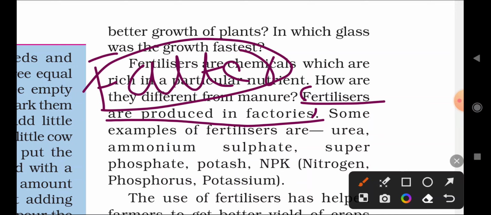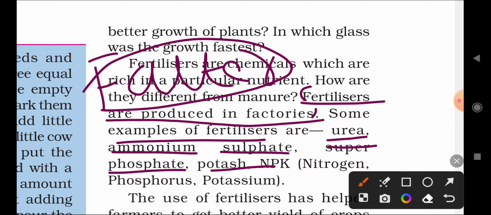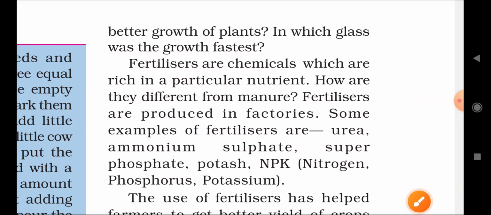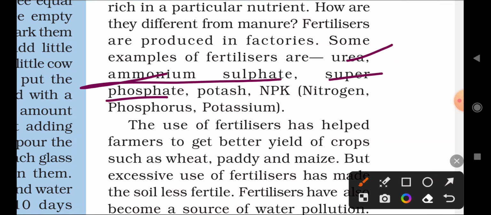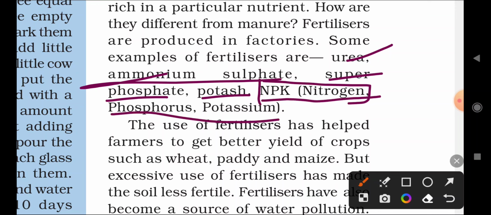Remember that examples of fertilizers are urea, ammonium sulfate, super phosphate, potash, and NPK. These are the major chemical fertilizers available to the farmers. NPK is very important for plant growth. What do they contain? Nitrogen, phosphorus, and potassium.